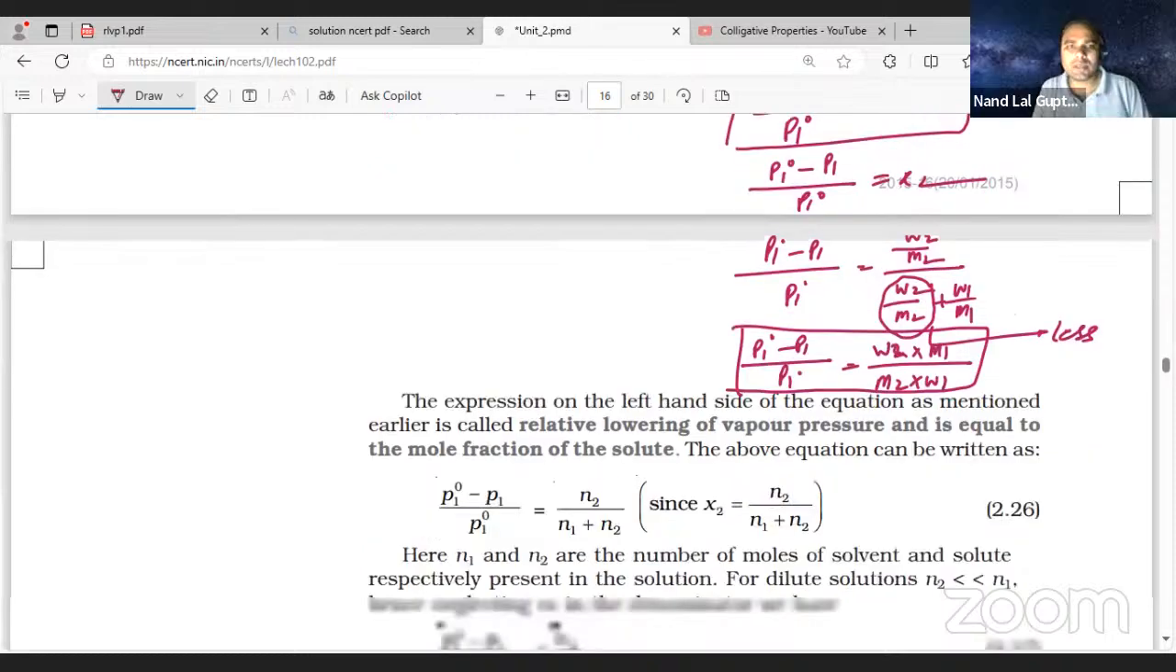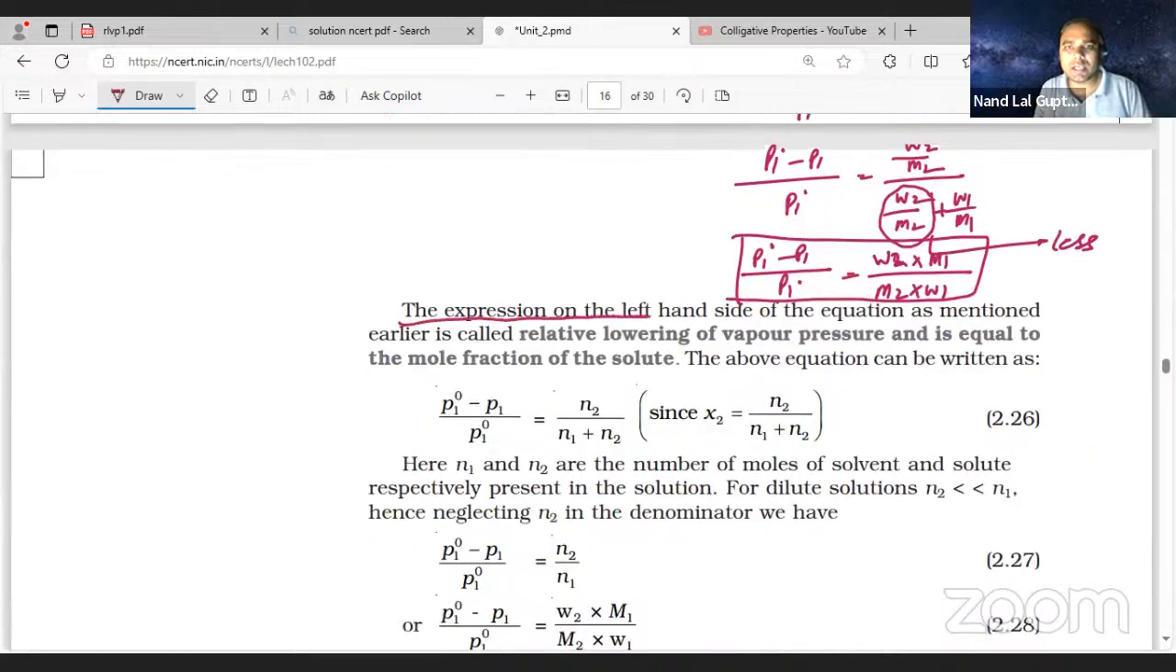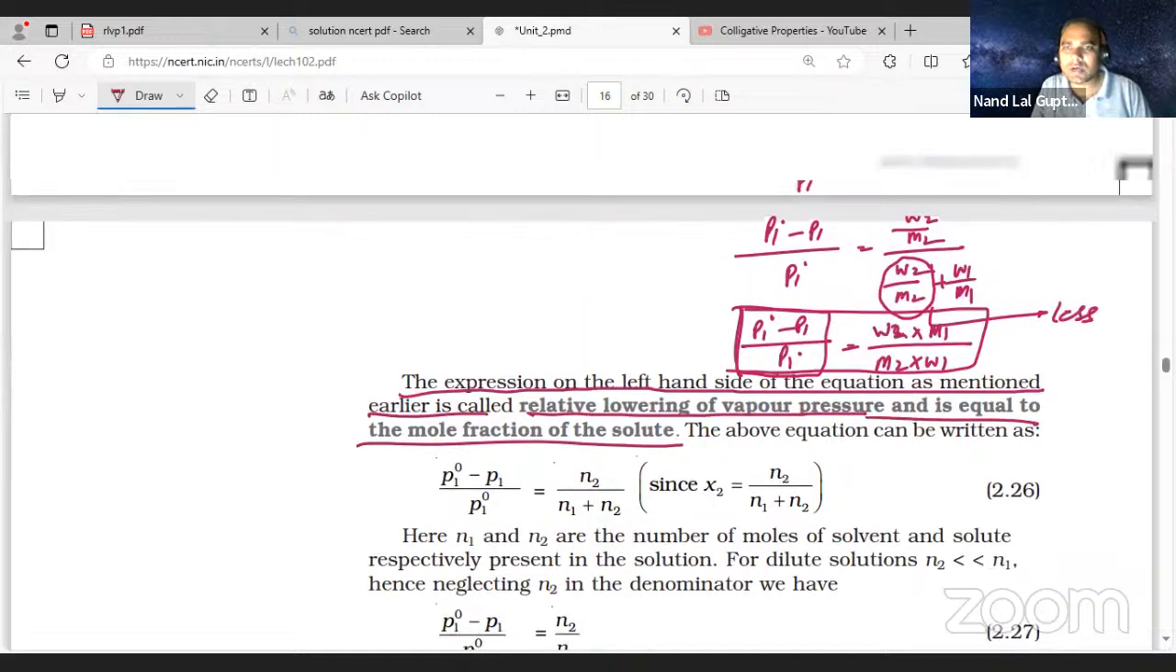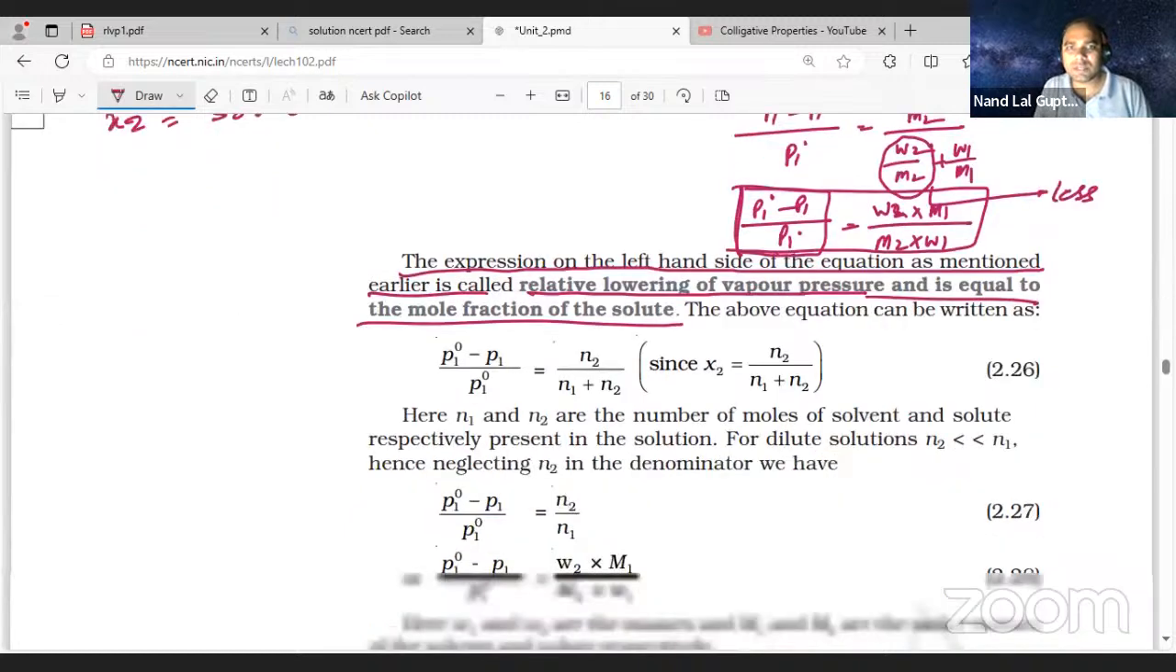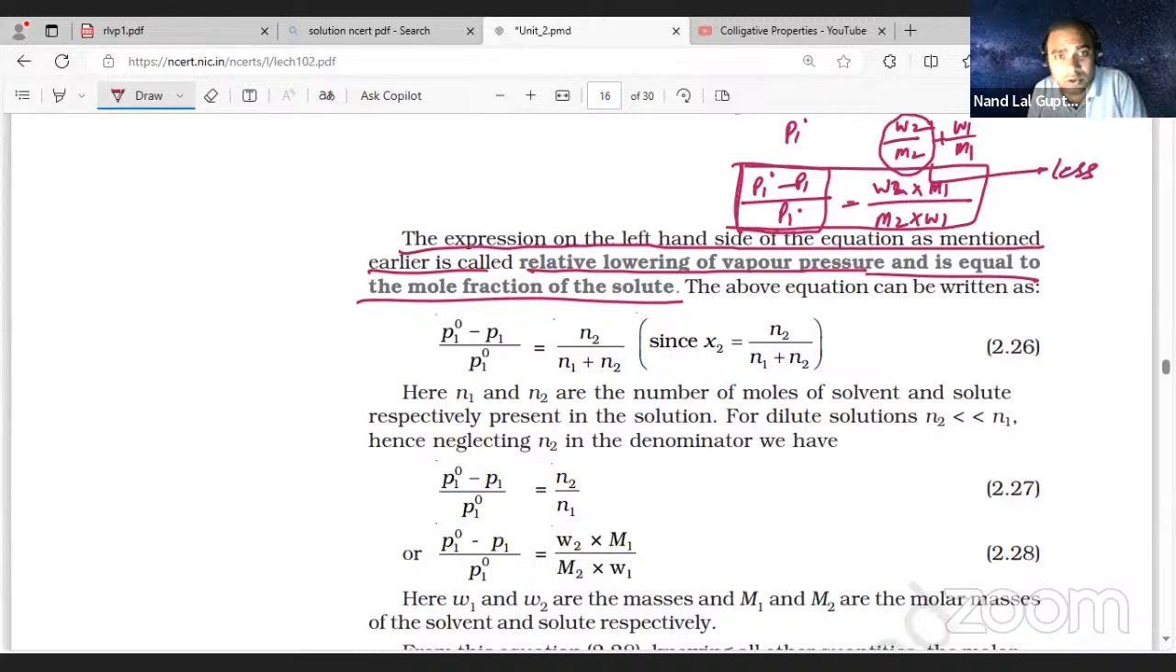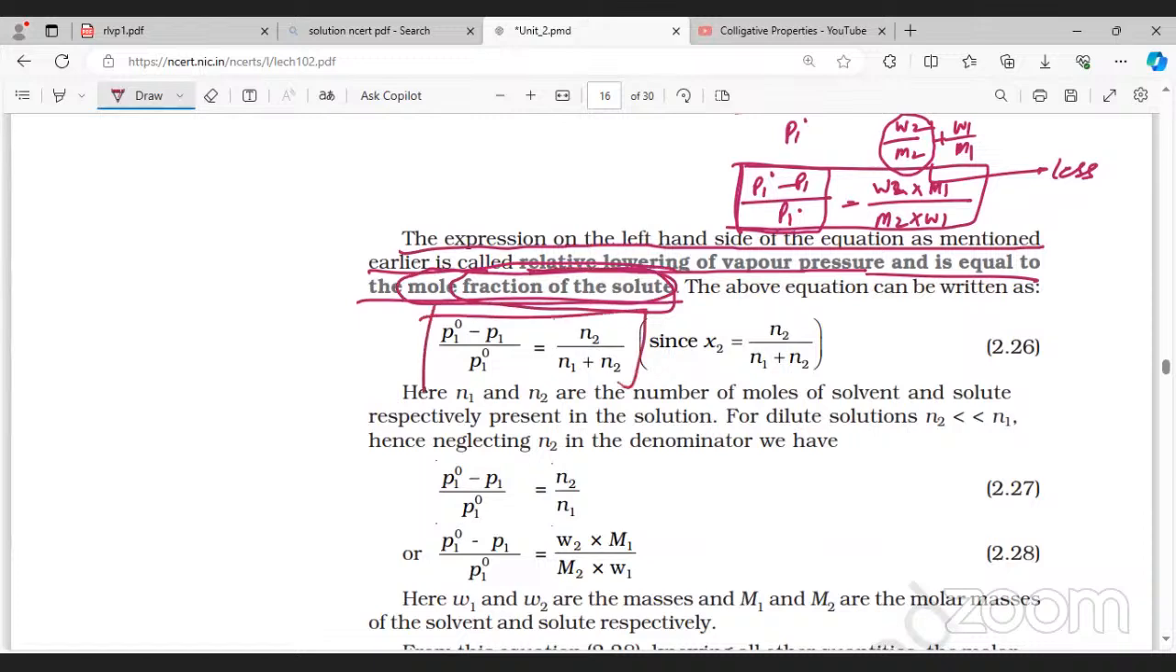Here they are saying the expression on the left hand side of the equation, as mentioned earlier, is called the relative lowering of vapor pressure, and it is equal to the mole fraction of solute. Mole fraction of solute means X2. X1 is the solvent; wherever 1 is there, that is for the solvent, and X2 is the solute. So the relative lowering of vapor pressure depends on the mole fraction of the solute. Yes or no? Yes. This equation we have already done.